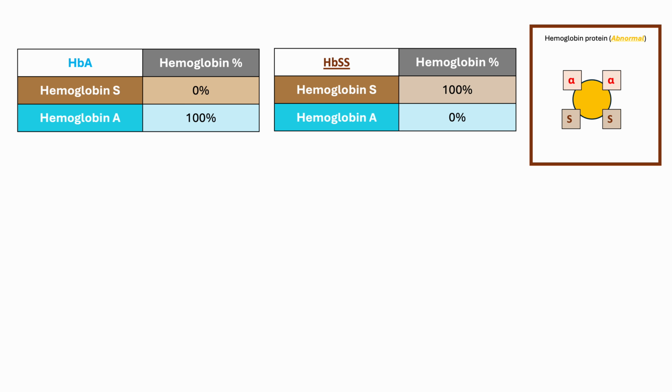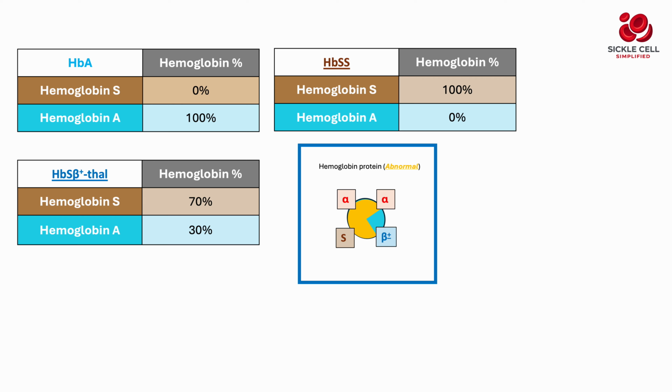Next is hemoglobin SS, and here we have our 2 alpha chains and 1 S chain from one parent, 1 S chain from the other parent. These patients make 100% hemoglobin S and 0% hemoglobin A. Next is hemoglobin Sβ plus thalassemia. Here, the patients are going to inherit one of those S chains and one of the beta plus chains. Because we do have the beta plus chain, we will see some of that hemoglobin A. These patients have 70% hemoglobin S and about 30% hemoglobin A.